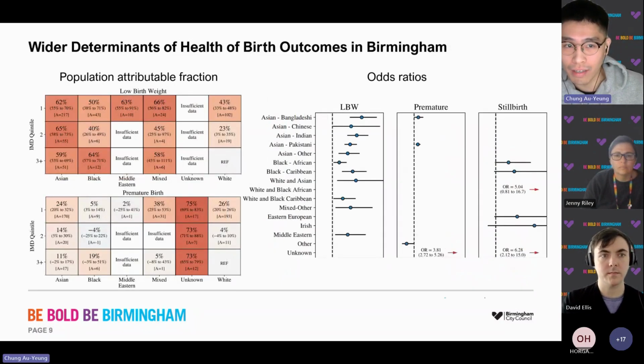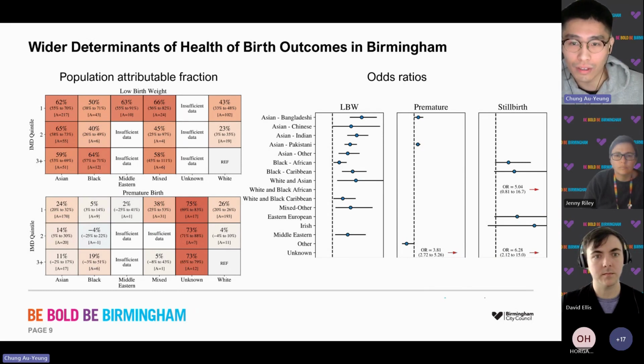Another project we are currently working on is the wider determinants of health of birth outcomes in Birmingham. We also use the same methods, the population attributable fraction and a regression-based model, and we also observe a similar gap between these ethnic groups. We can see from the left-hand side that Asian, Black, Middle Eastern and mixed also have a higher risk of experiencing or delivering low birth weight, premature birth and stillbirth.